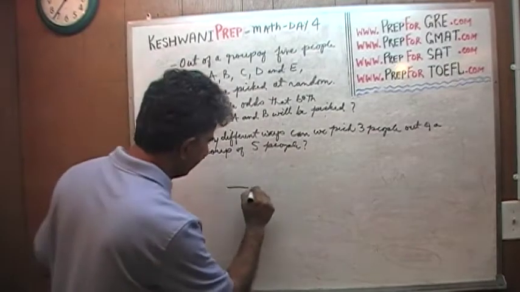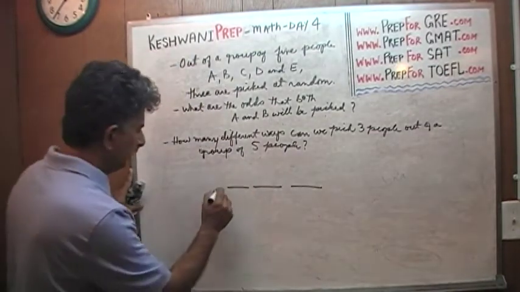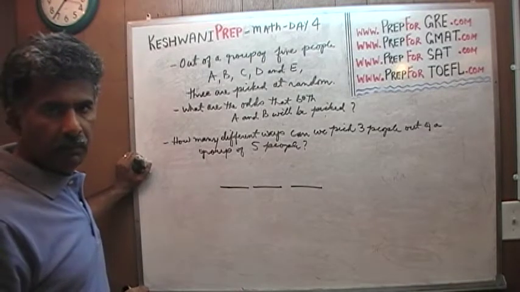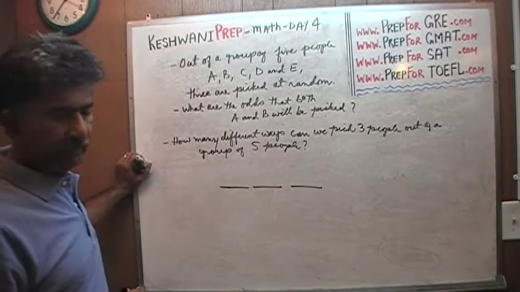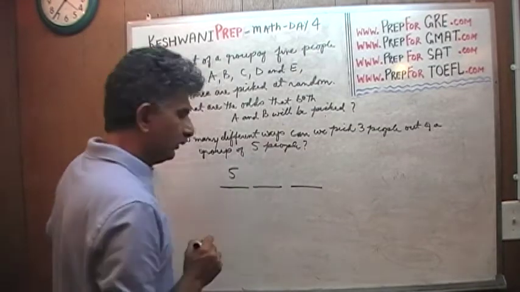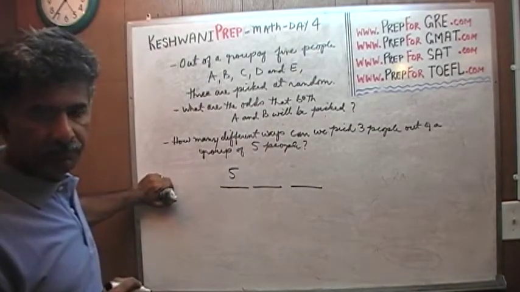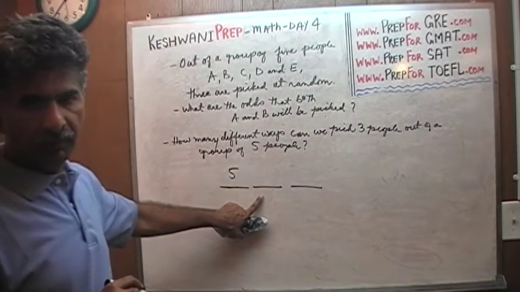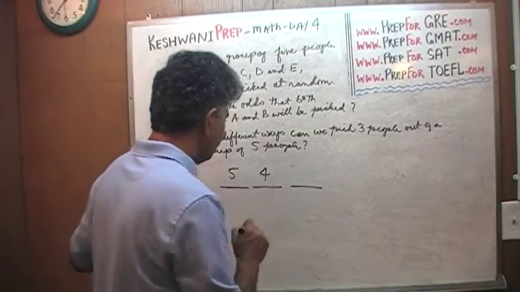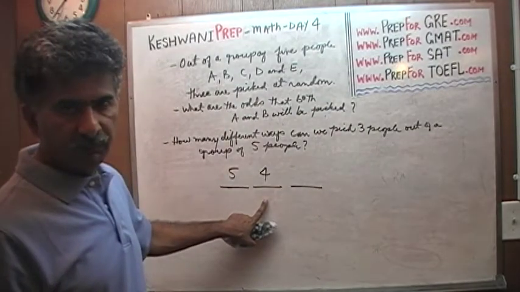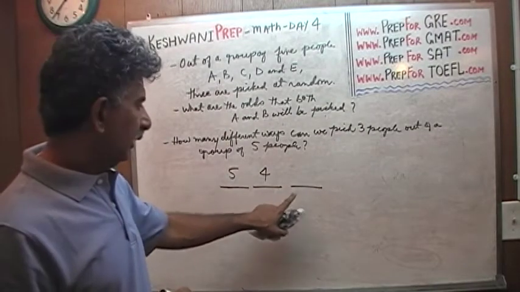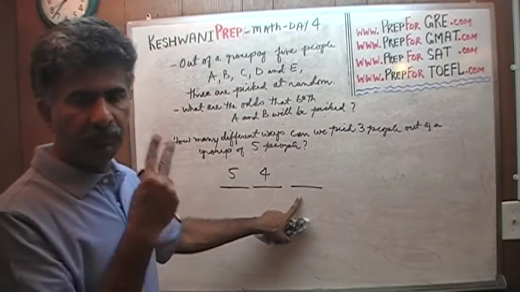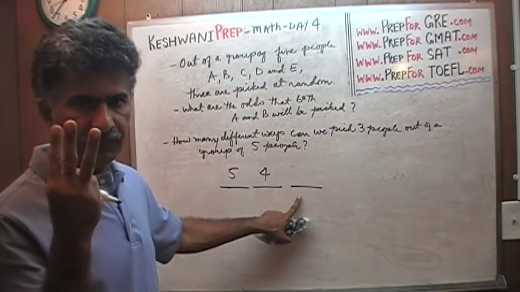Well, 3 people we're going to pick. How many different ways can we pick the first guy? Well, we have 5 people. We can pick 1 person at random out of 5. Once we have picked that first person, how many different ways can I pick the second person? Well, out of the remaining 4. Once we have chosen the second person, how many different ways are there left to pick the third person? Well, only 3 different ways, because 2 people have already been chosen, so we have 3 people left in the group.